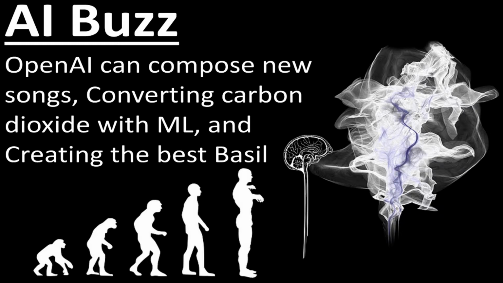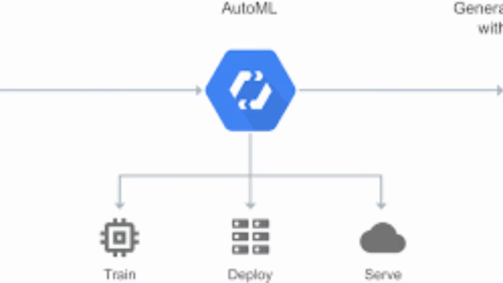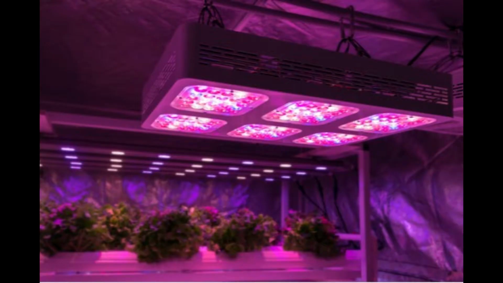Among them, a release from OpenAI, how machine learning analysis can pick apart key catalytic properties in materials, AutoML, how it's becoming scary good, and lastly, how AI can assist in optimizing growing conditions for farming. All that and more on this episode of AI Buzz.